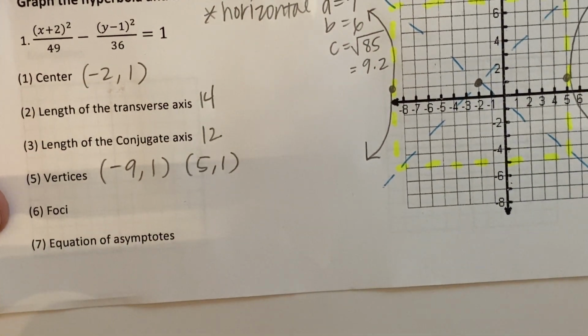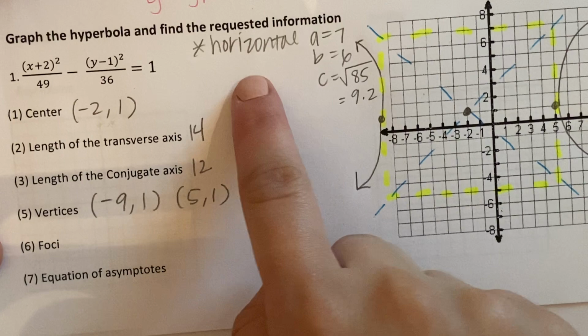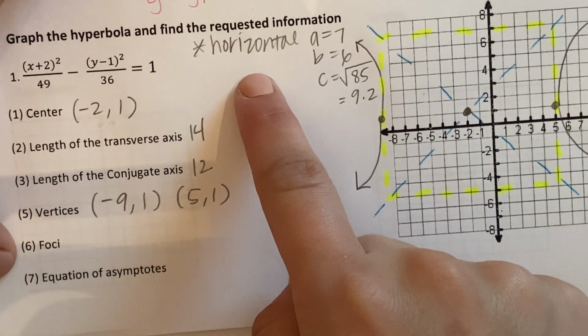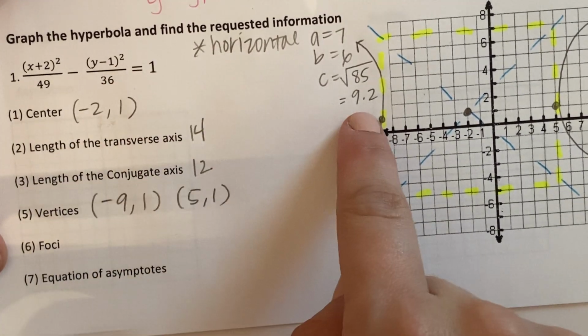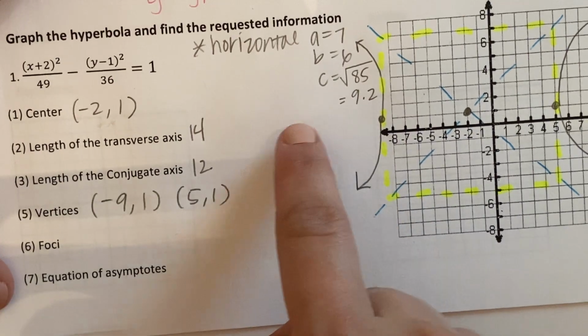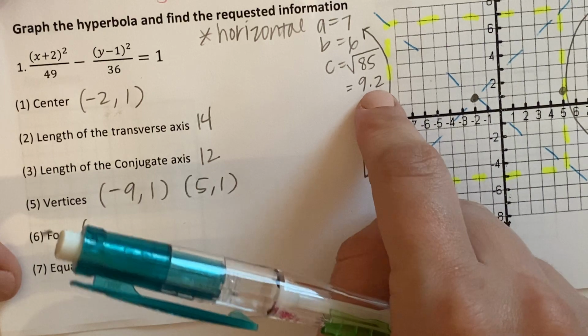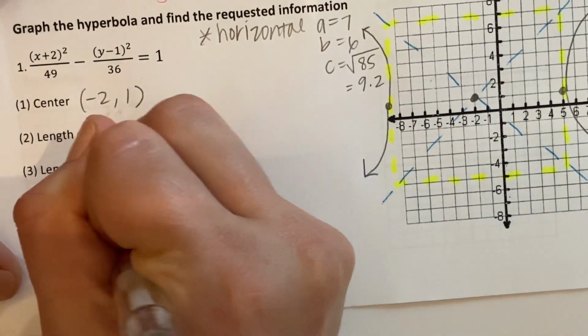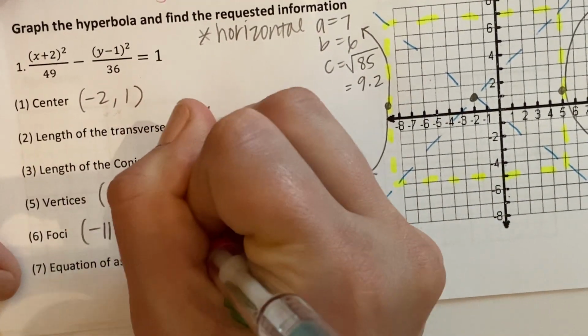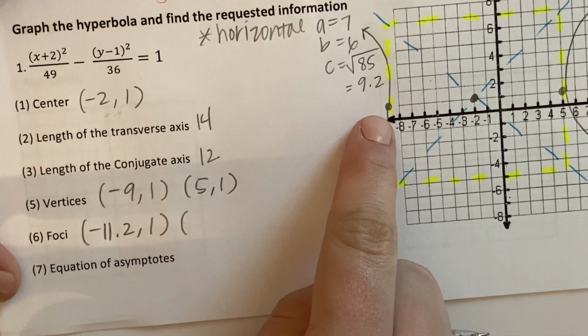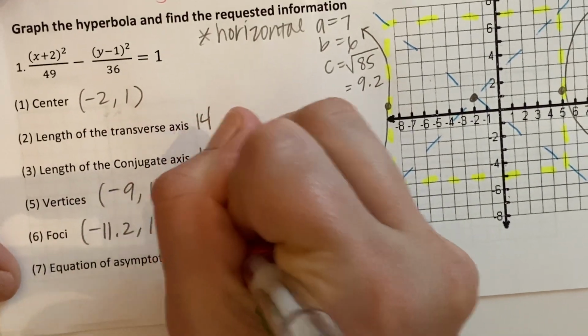Now the foci, you do just like ellipse. Since it's horizontal, I'm adding and subtracting it to the X value, and you're adding and subtracting C. So let's subtract first. -2 minus 9.2, -11.2, and -2 plus 9.2 is 7.2.